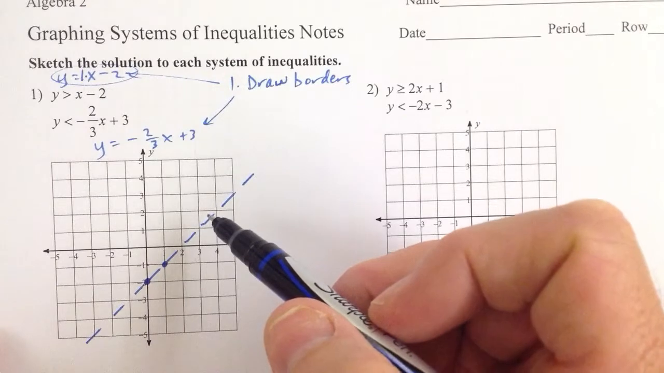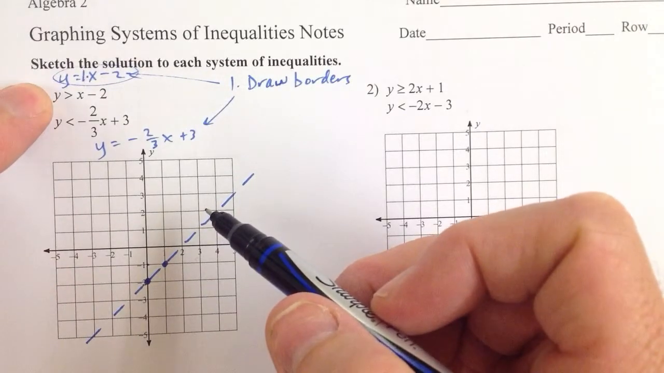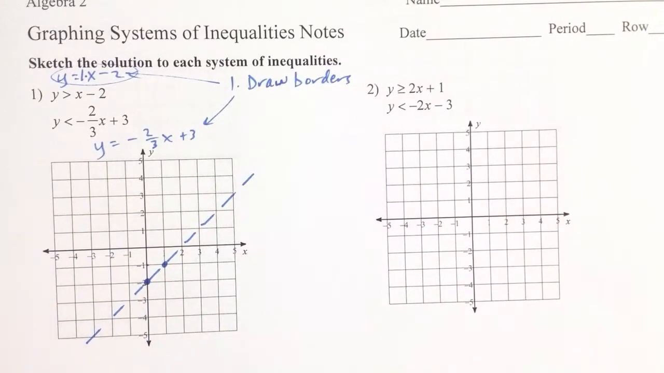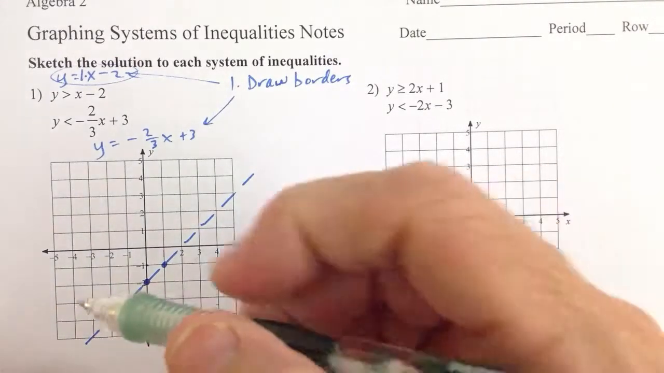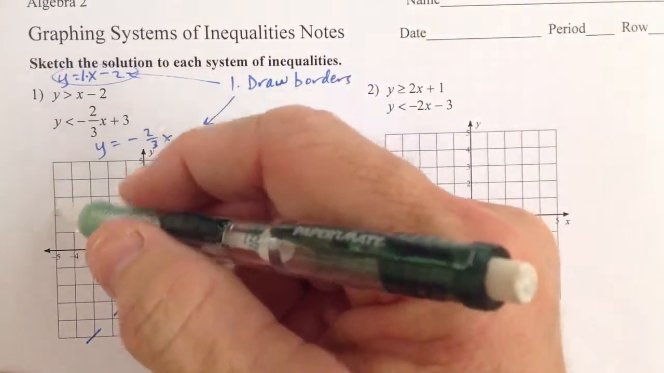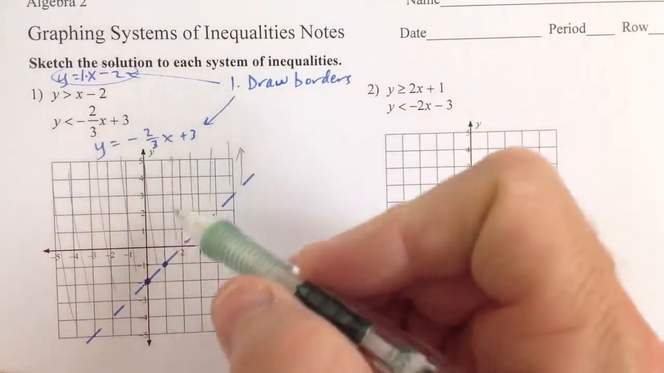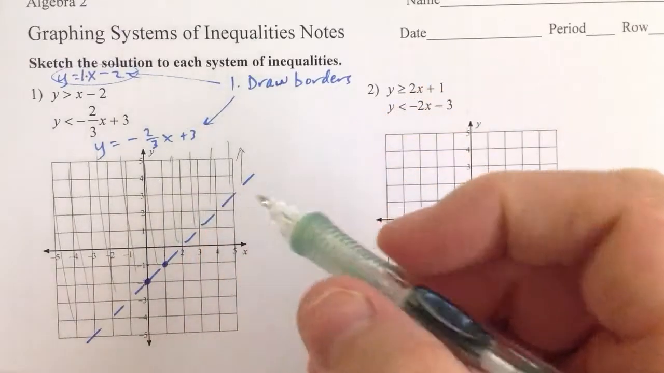inequality, and as long as we're here, we might as well go ahead and shade. And we're going to shade here, as you notice, y it says is greater than x minus 2. So that means we're going to go up from the line, and we're going to draw that very lightly. Okay. So y being greater than x minus 2 means we're going to shade above that.